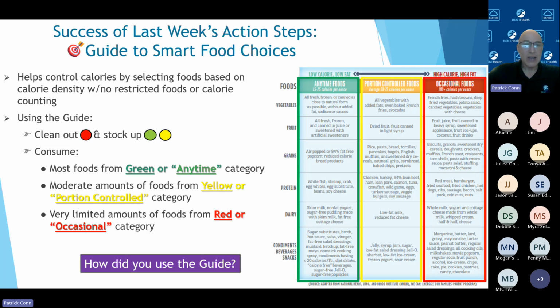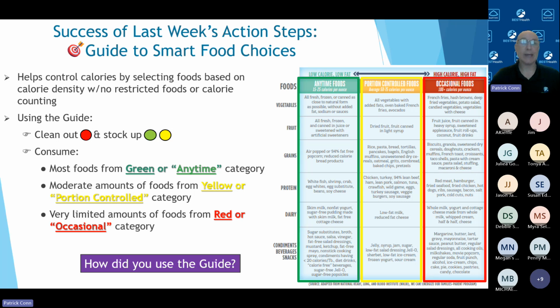Okay. All right. So last week's action steps, there was kind of two parts here, and that focused or targeted the two fundamentals. The first thing was using the guide to smart food choices. If you do recall, the guide to smart food choices helps you control your calories by selecting foods within all the five food groups based on its calorie density with no restricted foods or calorie counting. Remember, we said that calorie density was the amount of calories in a certain amount of weight or volume of food.